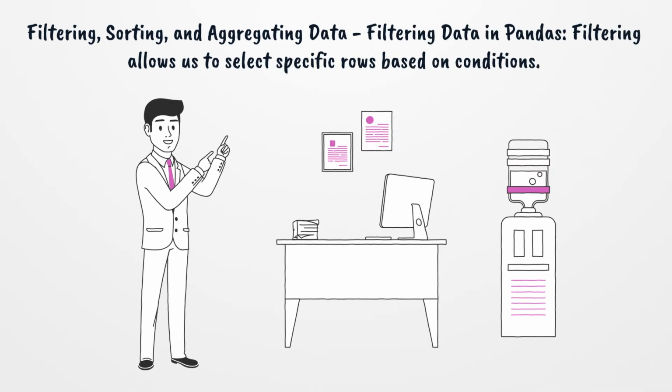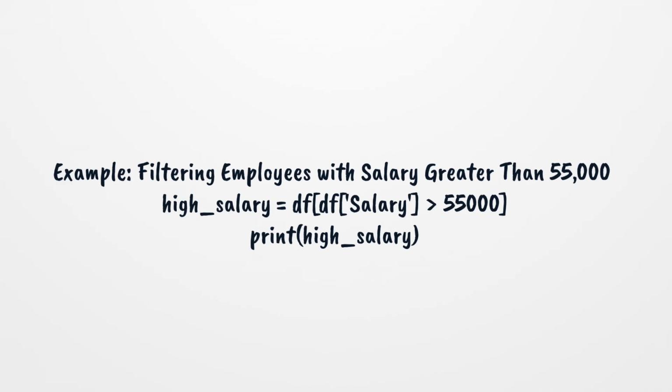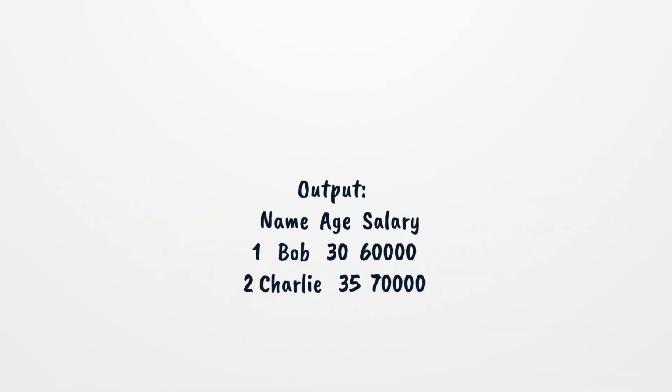Filtering data in pandas. Filtering allows us to select specific rows based on conditions. Example, filtering employees with salary greater than 55,000. high_salary = df[df['salary'] > 55000], print(high_salary). Output: name, age, salary. 1 Bob 30 60,000. 2 Charlie 35 70,000.